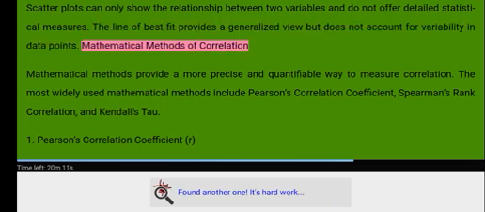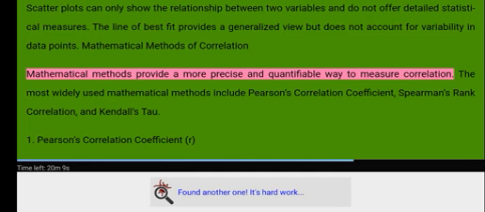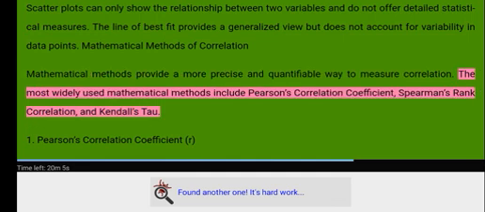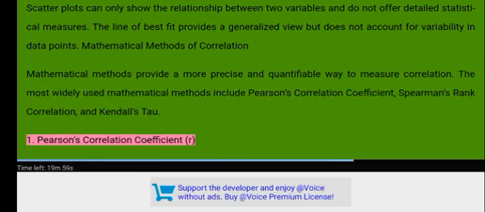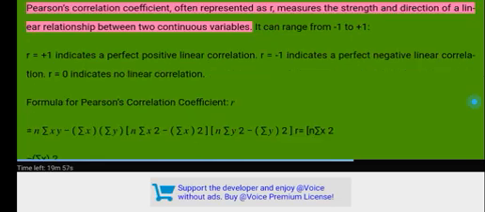Mathematical methods of correlation. Mathematical methods provide a more precise and quantifiable way to measure correlation. The most widely used mathematical methods include Pearson's correlation coefficient, Spearman's rank correlation, and Kendall's tau. 1. Pearson's correlation coefficient, R.